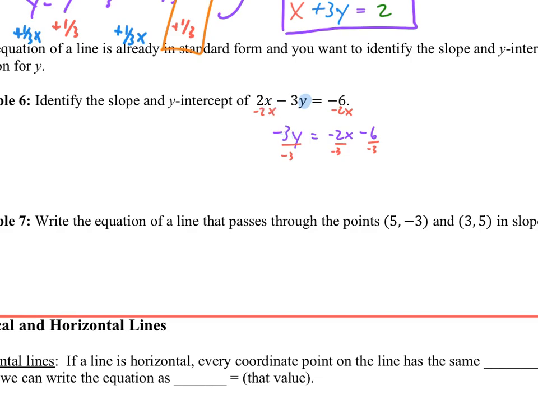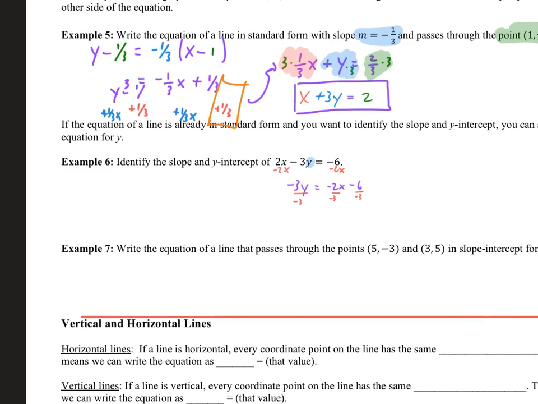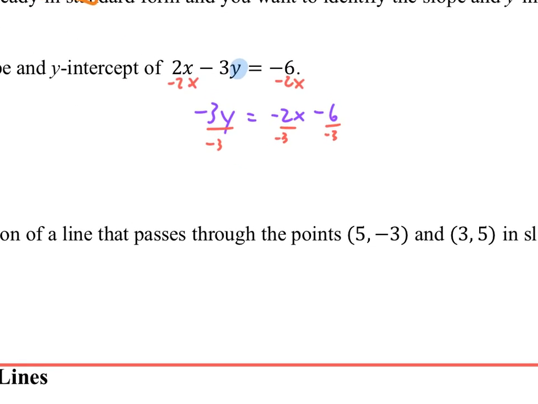Just like we had to up here, when I wanted to multiply something by 3, I had to multiply the whole equation by 3. Well, since I want to divide this by negative 3, I have to divide the whole equation by negative 3. I can't just divide this part or just this part, the whole equation has to be divided by negative 3. So keeping that balance.